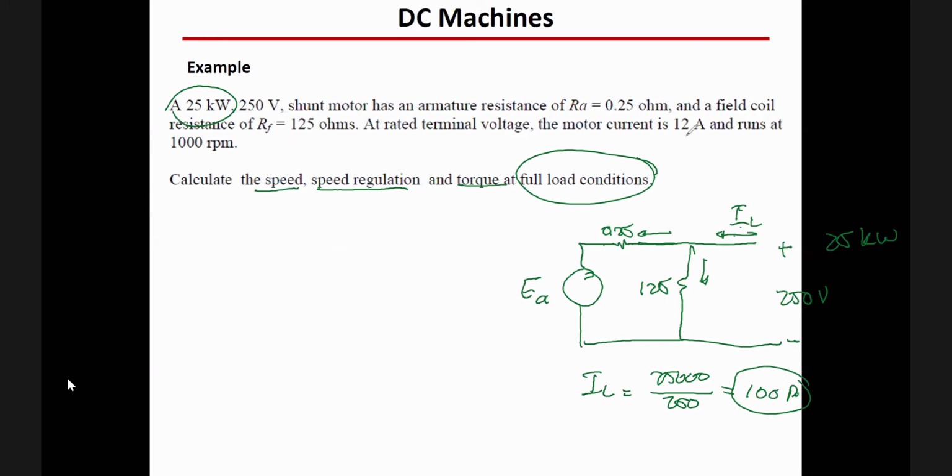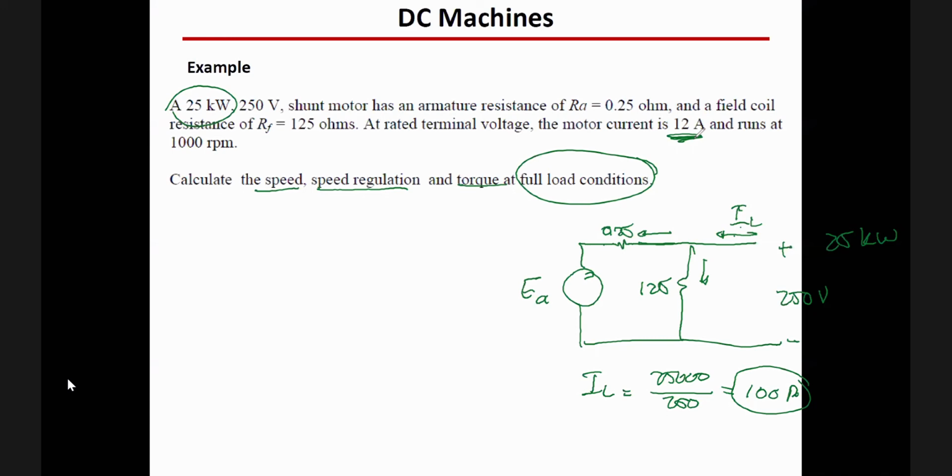So that's why I say 12 is not the rated or full load condition. It is partial. It means that it is somewhere between no load and full load. So you need to understand the concept here. You have no load when there is no load connected, and you have full load when there is a rated load connected, which is the maximum basically, and there is anything between them.